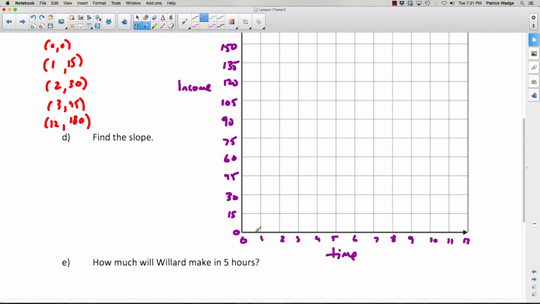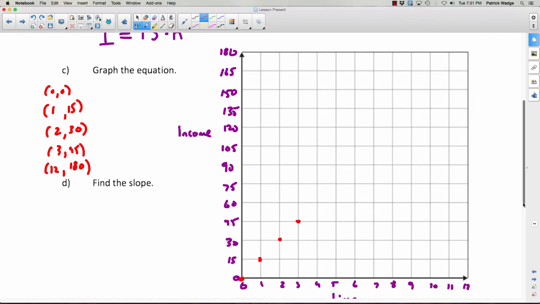So let's graph all those points. We've got the point 0, 0, which is right here. We've got 1, 15. We've got 2, 30. We've got 3, 45. And we've got 12 way over here, and 180, which is the far corner right up there. And what you're going to find for all these relations that we do today, they're all going to be straight lines. So in this case, you end up with a line that goes from corner to corner up there. That's our graph for the relation.